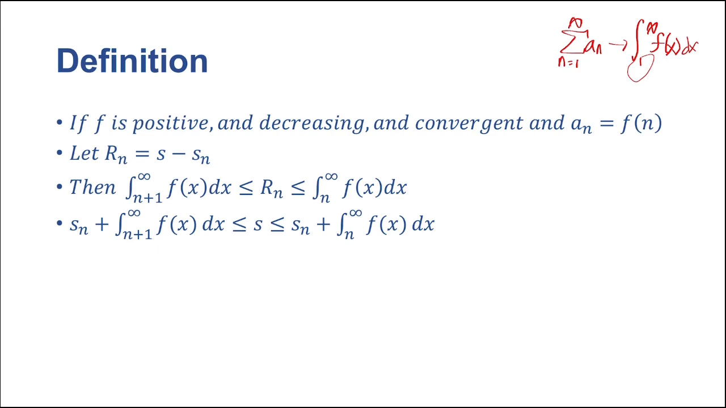The second theorem says that if I have an nth partial sum, and I add that to the integral between n plus 1 and infinity of f of x dx, then that is less than or equal to the sum, which is less than or equal to the nth partial sum plus the integral between n and infinity of f of x dx. So that's a great way to approximate this sum right here.